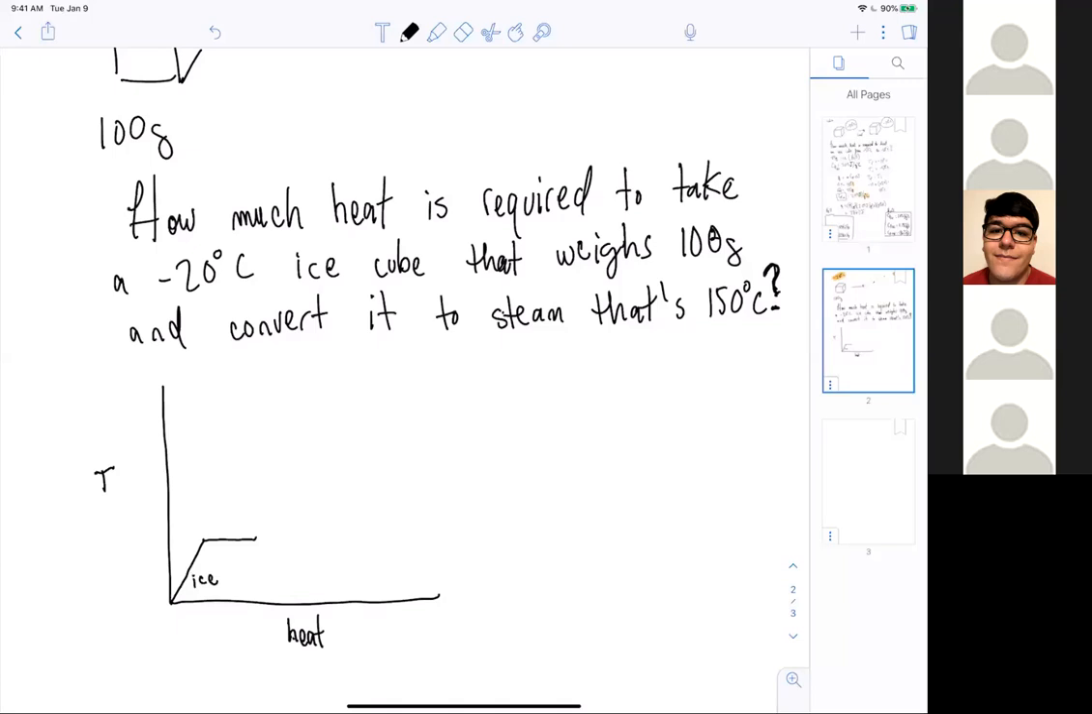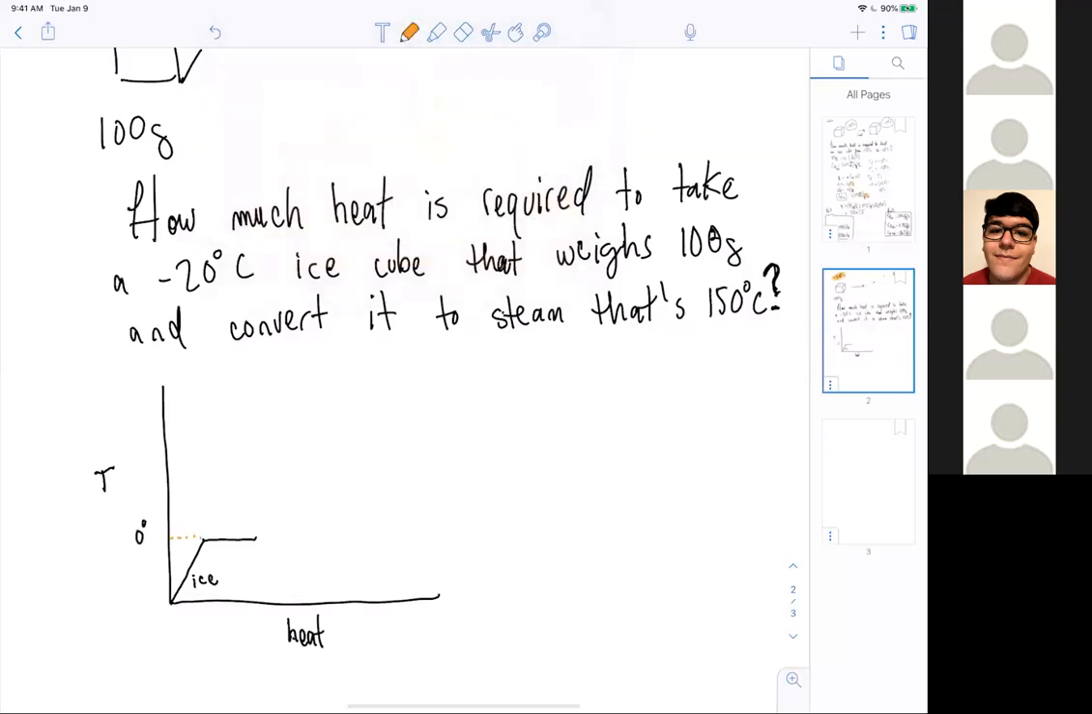I don't know what a standard freezer goes down to. It's pretty cold. But you have a temperature probe there. What do you expect to see as you start to heat it up? I'm going to see it climb, right? It's going to go minus 20, minus 10, etc. And then as it approaches 0 degrees Celsius, things start to get a little bit weird.